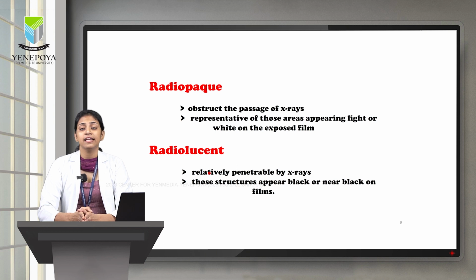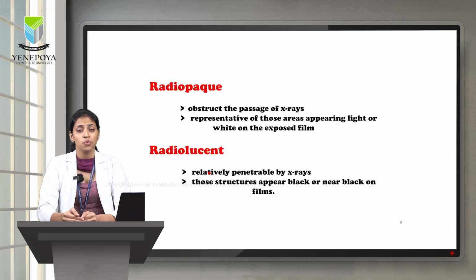So, basically on a radiograph you view objects as either radio-opaque objects or radiolucent objects. So, we will be frequently using these terms radio-opacity and radiolucency throughout the presentation. So, we need to know what radio-opaque means. Radio-opaque objects are those which obstruct the passage of X-ray. So, they appear as areas light or white on an exposed film, and radiolucent are those which allow the penetration of X-rays through them. So, these structures appear black or near black on the image.